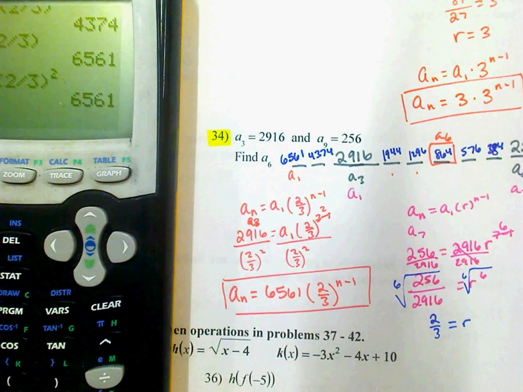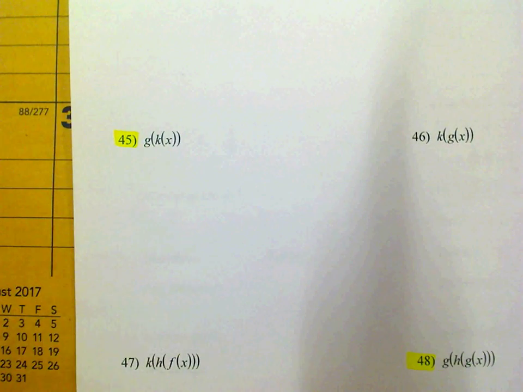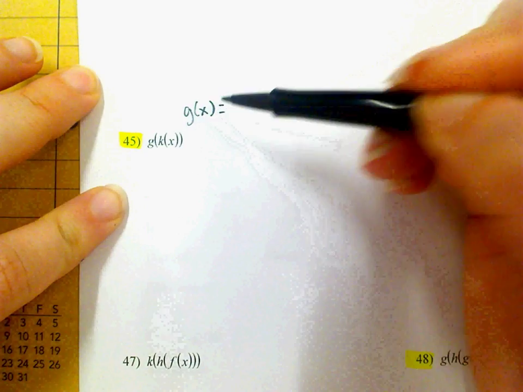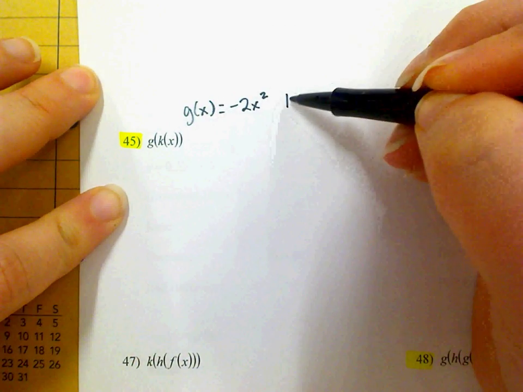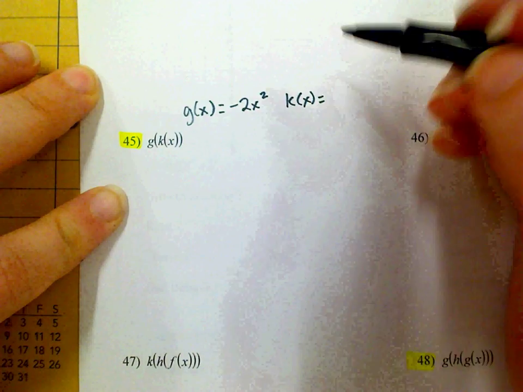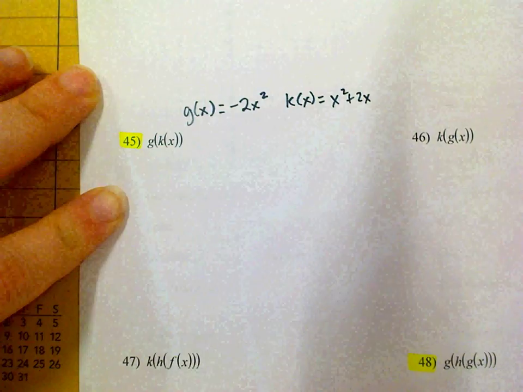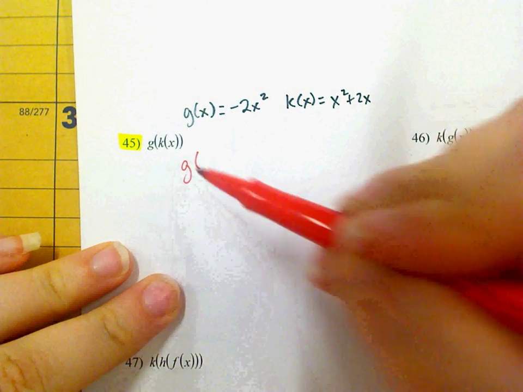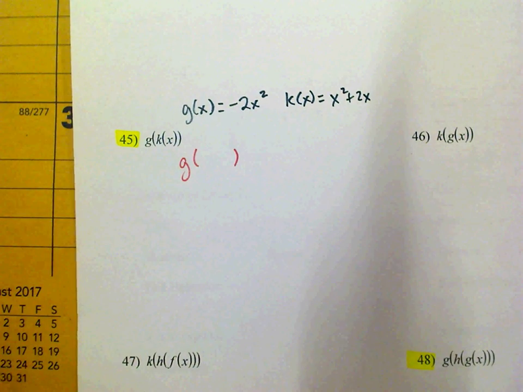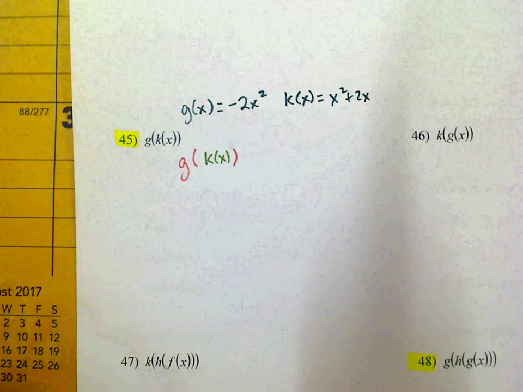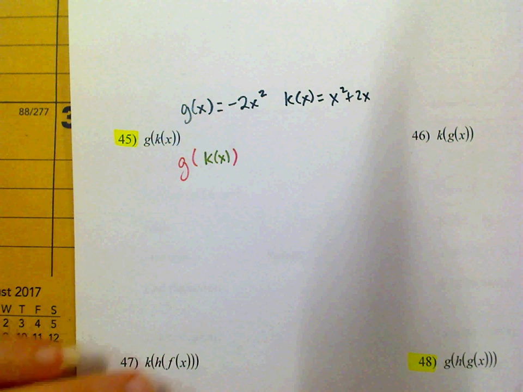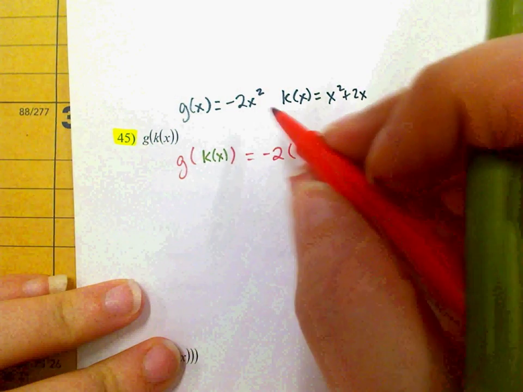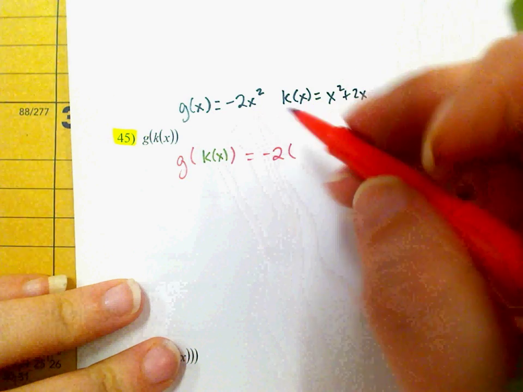Numbers 45 and 48. Okay. So 45 says g of k, and I know g of x equals negative 2x squared, and k of x equals x squared plus 2x. So when it says find g of k, I know that g is the outside function, and k is the inside function. So what I'm going to do is start writing the outside function g, negative 2, but instead of x, remember, replacing x with k of x, I put k of x in there, which is x squared plus 2x.